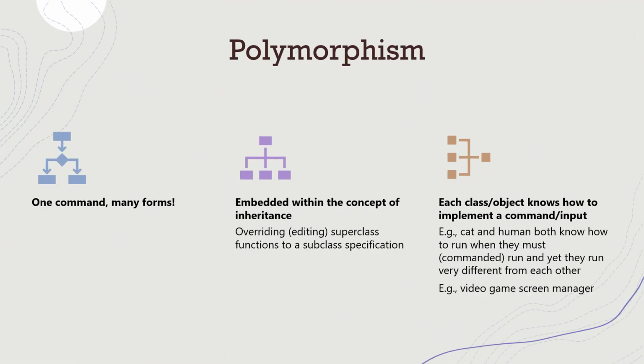An interesting concept called polymorphism. Polymorphism basically means many forms, or one command and many implementations. It is mainly implemented through code override of superclasses within subclasses. For example, in a video game, a screen manager class sends the command shoot to different objects in the screen, and yet each object knows how to shoot. One shoots bullets and the other one shoots arrows.